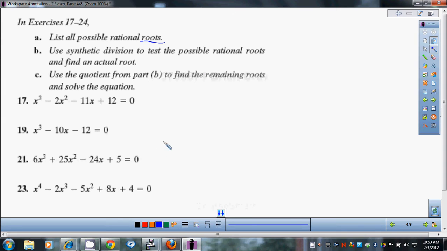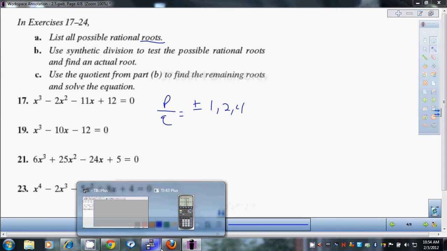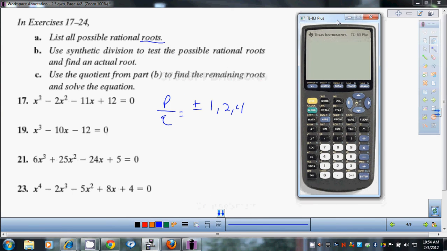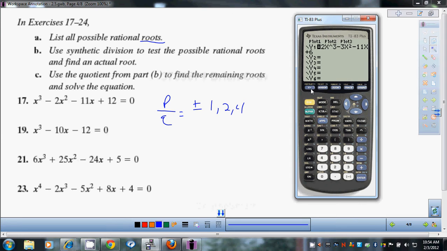So first off, let's find our possible P over Q's. So that'll be plus or minus over 1. So essentially, there's just these 6. So we're ready to try it on the calculator. Clear. X to the 4th minus 2x cubed minus 5x squared plus 8x plus 4. There it is. So we need to find 2 of them.